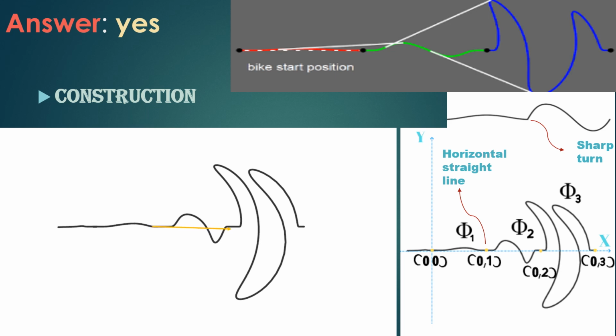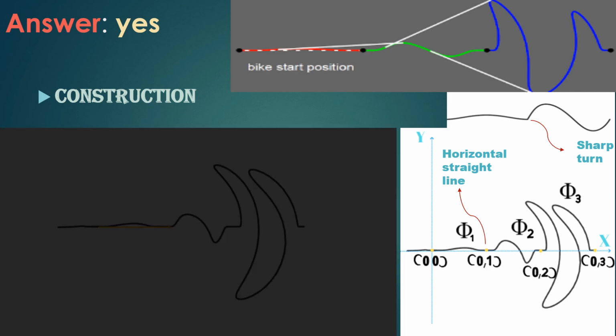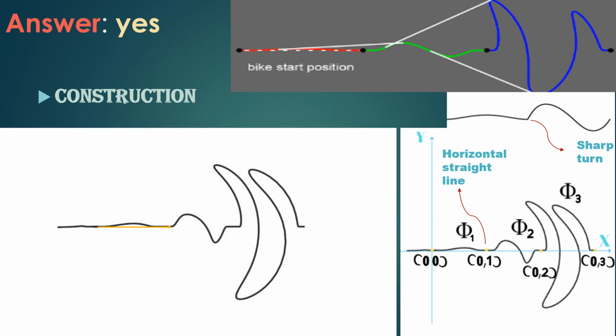So the path of the bicycle must be a differentiable curve at all points. And we know that phi 1, phi 2, phi 3, phi 4, and so on are different curves. So the points where they meet can be points where the path is not differentiable. So we have to ensure that the whole path is differentiable at the points where these different curves meet, namely phi 1(0), phi 2(0), phi 3(0), and so on.